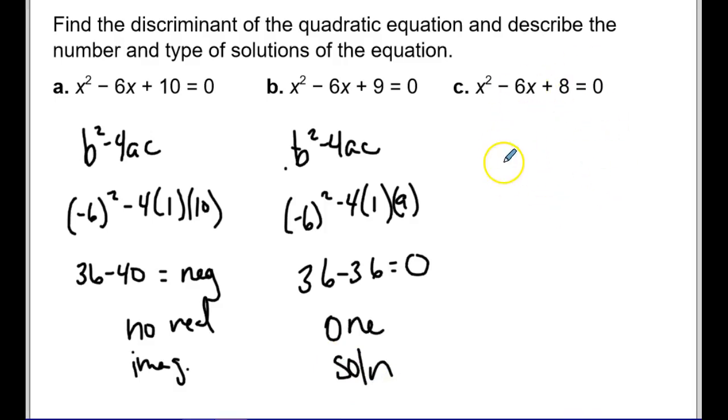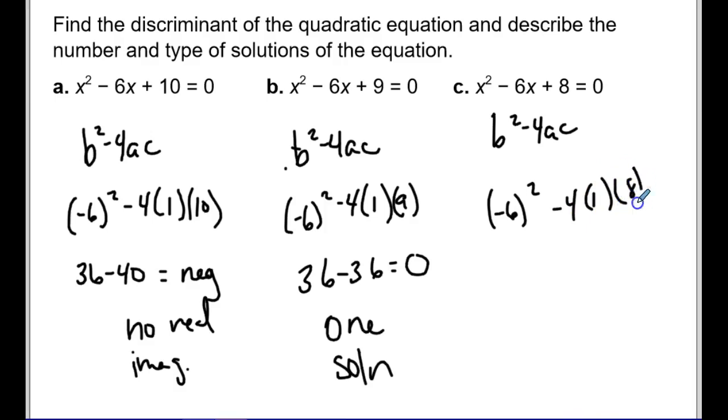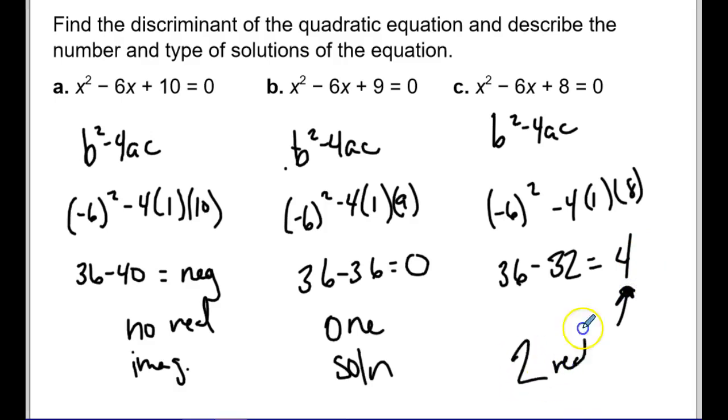Now let's look at this final example. So I still have my b squared minus 4ac. So b squared is this negative 6 squared minus 4 times a, which is 1, times c, which is 8. So I've got 36 minus 4 times 8, which is 32, which gives me a positive number, right? It doesn't honestly matter what this value is, just as long as it's positive. This tells me I have 2 real solutions. So I can always use the discriminant to just quickly tell me how many solutions I'm dealing with.